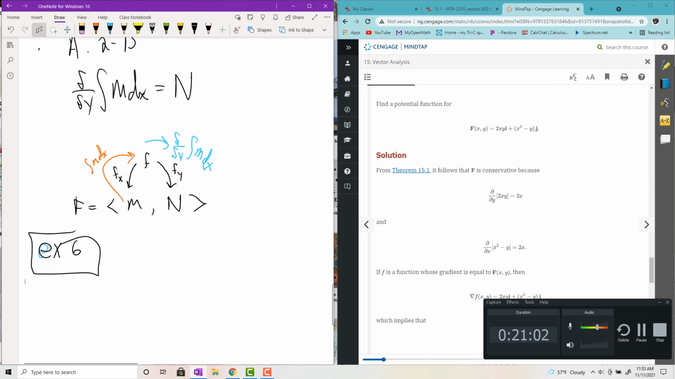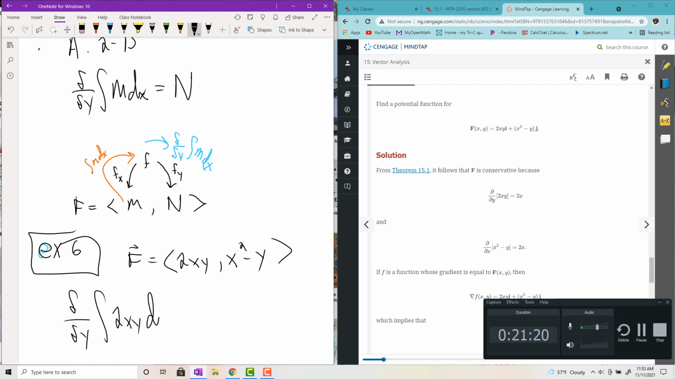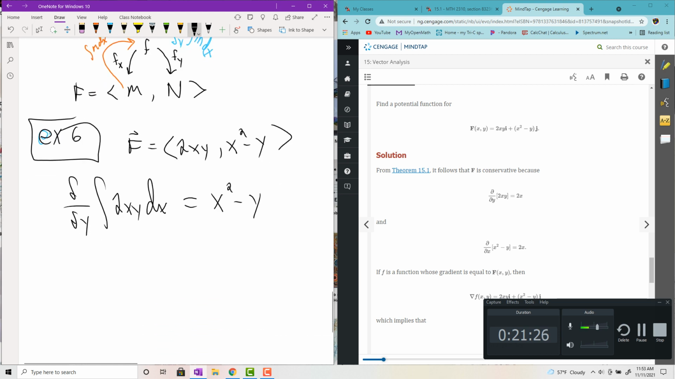Okay, so their vector field is going to be 2xy and then x squared minus y. You do this in differential equations, so if you took differential equations, you've already seen this. But anyways, here we go. Partial with respect to y of the integral of 2xy dx, and we want to set that equal to x squared minus y. All right, so first I'm going to integrate 2xy with respect to x.